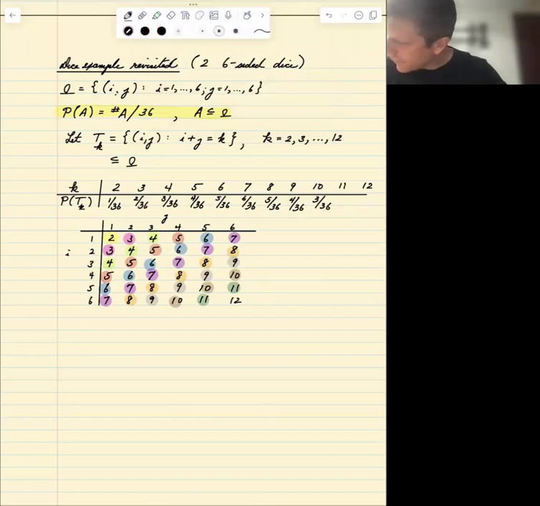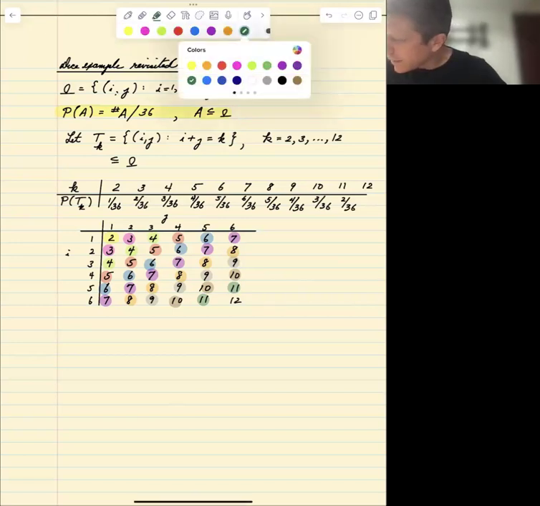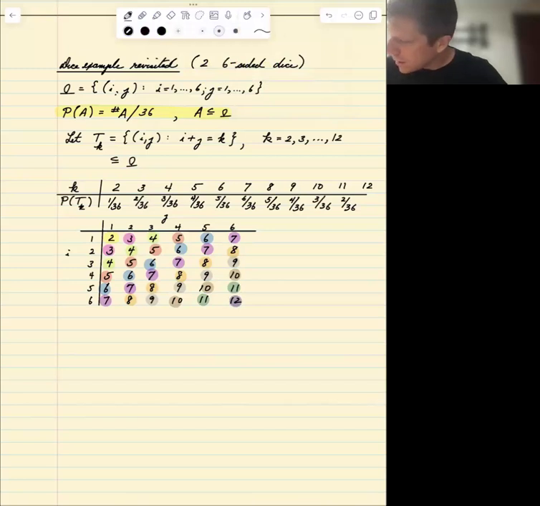Yo 11. And finally, dark blue. 12. All right. There's 1 12. Okay. So there you have it. I'm going to color code this whole thing because I think that's kind of a nice thing to do.